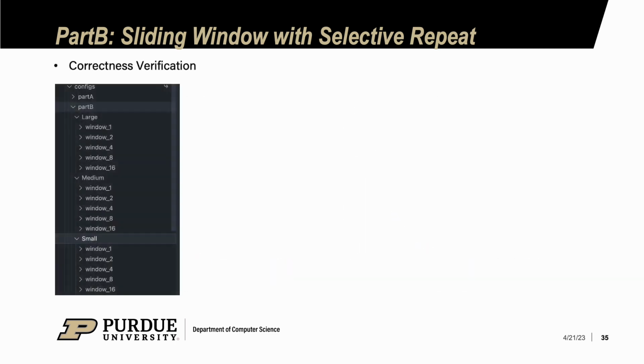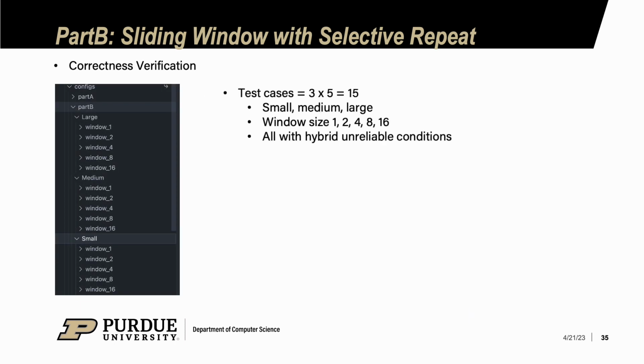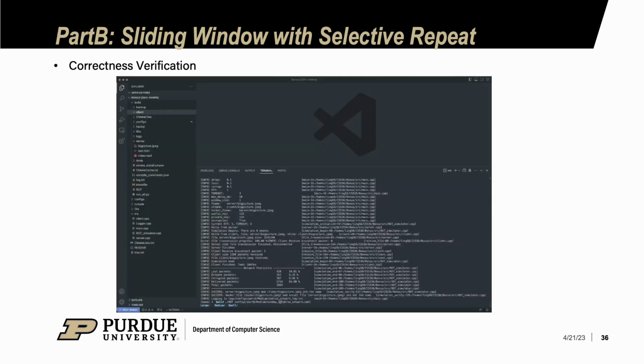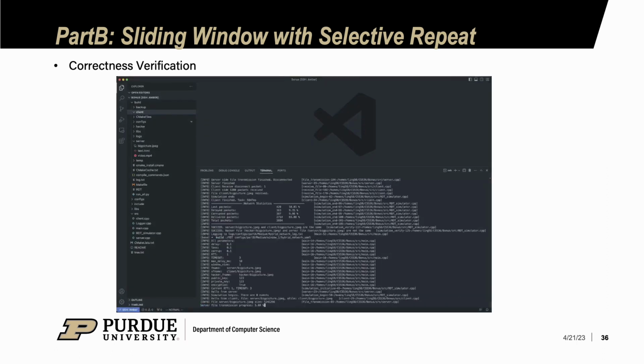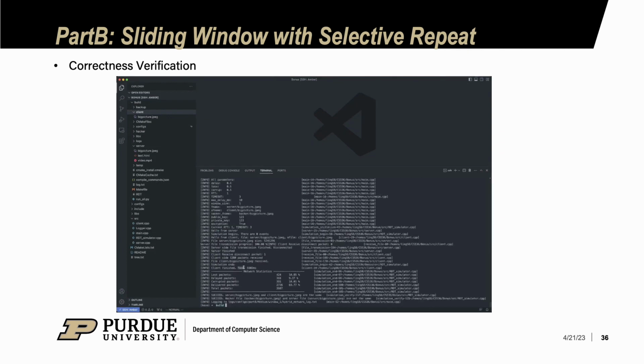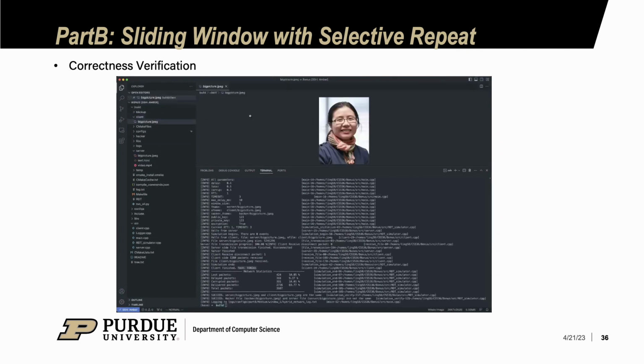To verify the correctness of Part B, we also provide many testing cases with different file sizes and different window sizes. All the testing cases are under unreliable transmission conditions. Let's see the demo. Here is an example of window size that equals 1, in which case it degrades to stop and wait. The demo further shows another example with the same file, same network condition, but with window size equals 4.